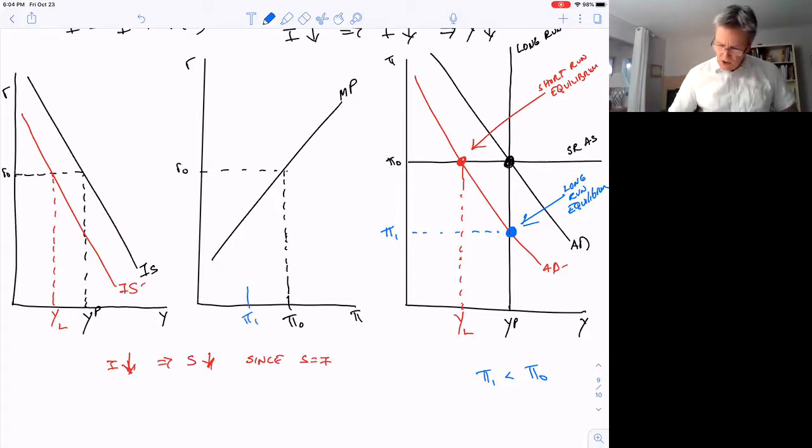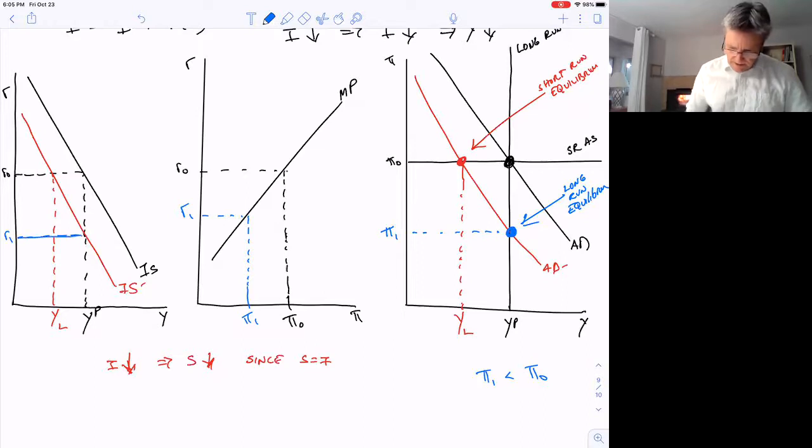And at pi 1, a lower inflation rate, now the Fed will lower interest rates. That's what the MP curve says. Inflation falls, the Fed will lower interest rates. They'll lower the real interest rate, we'll call it R1. And at R1, that will bring us back to potential.